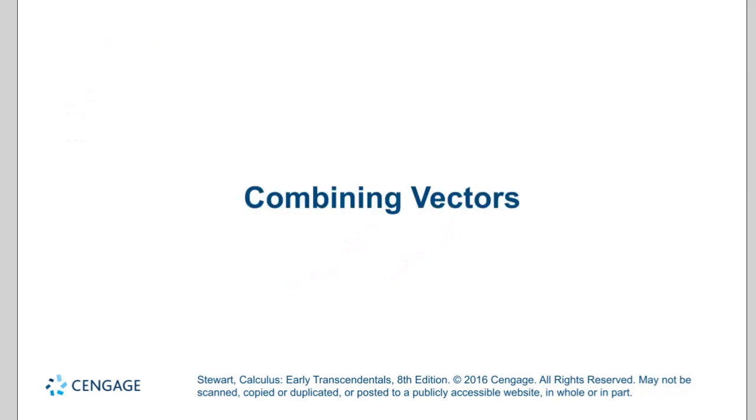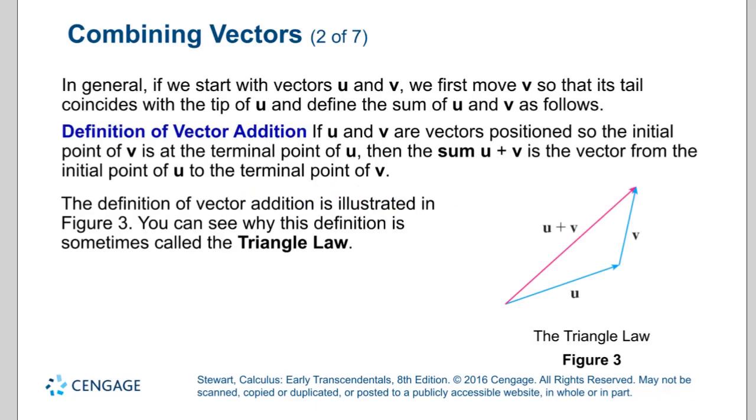Next thing we're going to look at is combining vectors. So if we start with vectors u and v, as we see here, and we place v at the terminal point of u, we actually get a new vector. So we actually call this vector addition. So the sum of u and v is going to produce a new vector, as you can see here, and that's u plus v. So that's known as the triangle law.